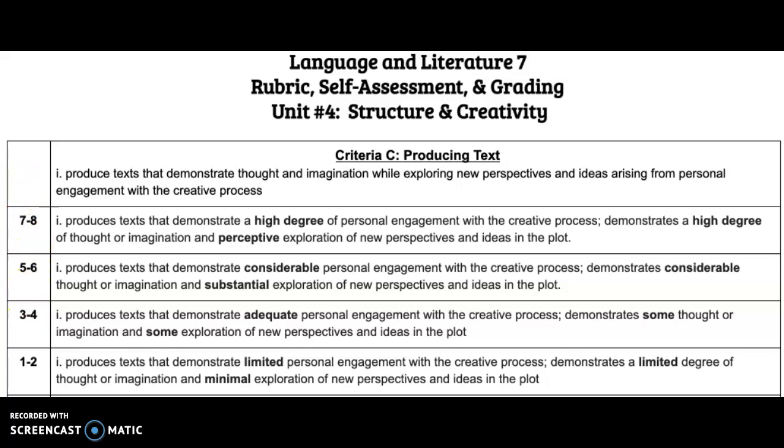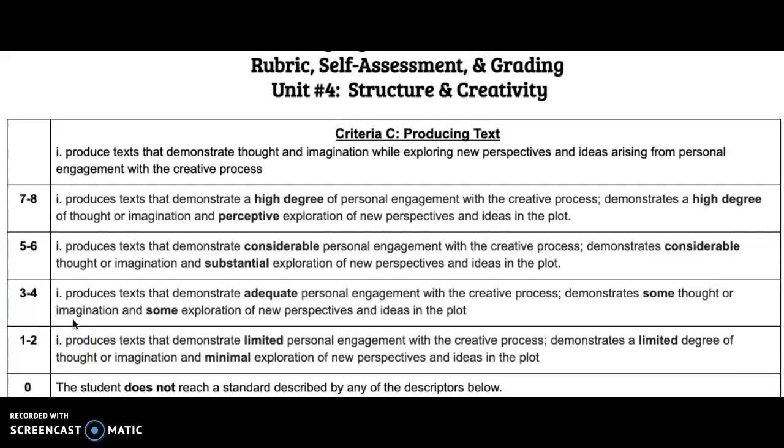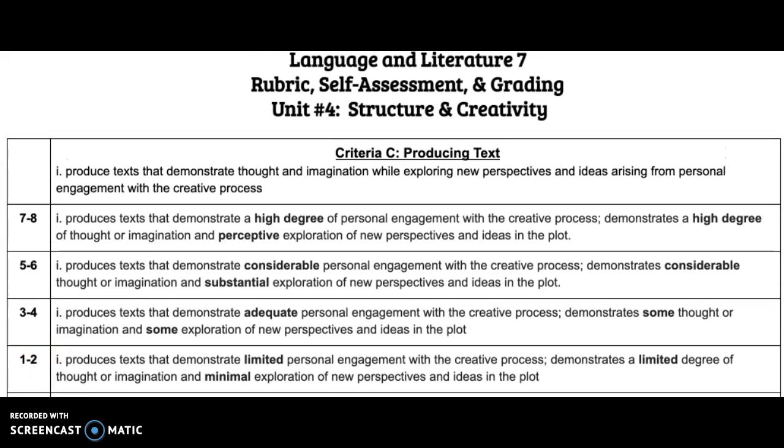As you can see, the far left column will show the levels. 7 and 8 is the highest. 5, 6, 3, 4, 1, 2, down to 0, which means you probably didn't turn in anything. I'll read the first strand and what would be expected to get a 7, 8.